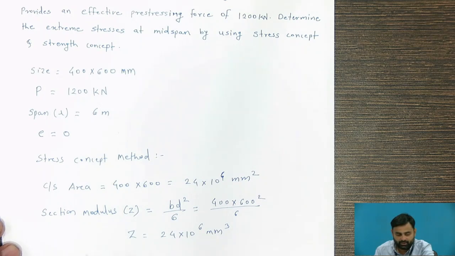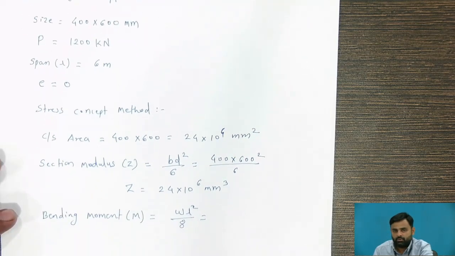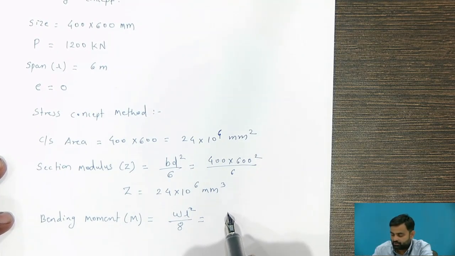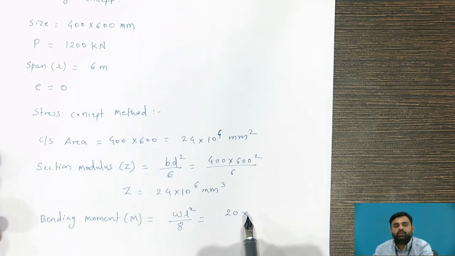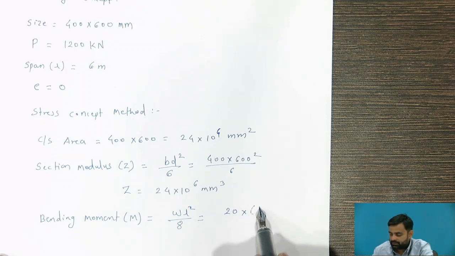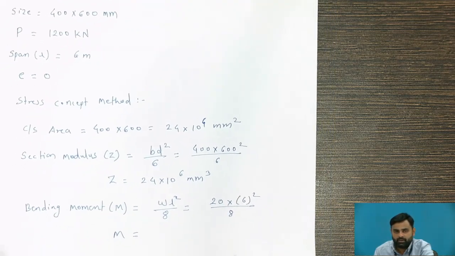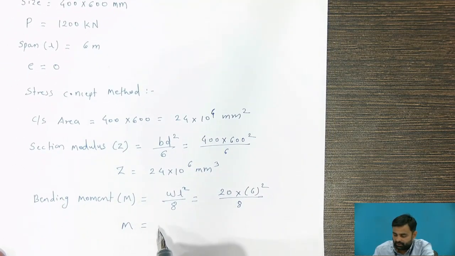After the calculation of Z, we will calculate the bending moment due to external loading. To calculate the bending moment M, the formula is W L square by 8. Now here the given loading is 20 kilonewton per meter, which includes the self weight, so there is no need to consider self weight additionally. Into span 6 square divided by 8. So the value of bending moment M is 90 kilonewton meter.